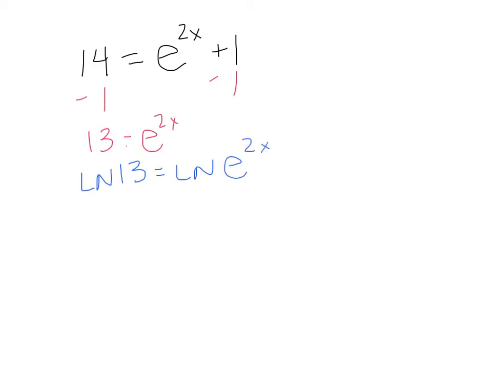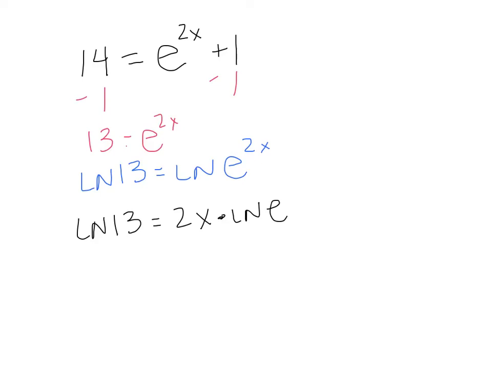We're going to see a lot of these types of problems when we look at applications. Newton's law of cooling uses the natural base as well as some other chemical and biological data collection things that will make sense when we start looking in more depth at applications. Alright, so let's use our properties. Properties say that the natural log of 13 equals 2x times the natural log of e.